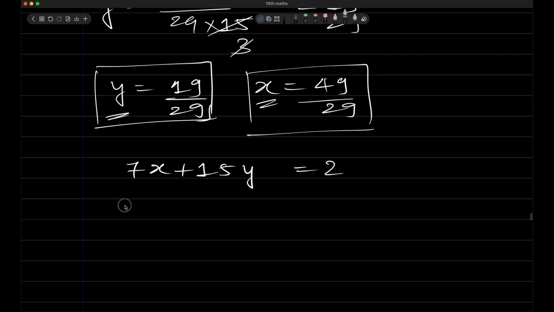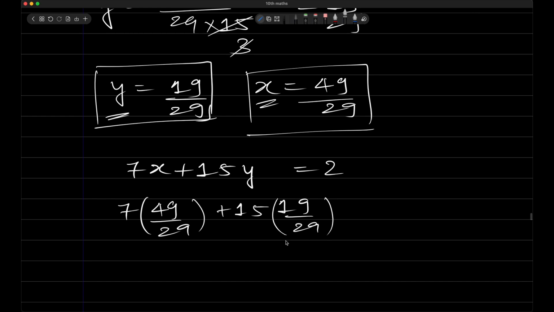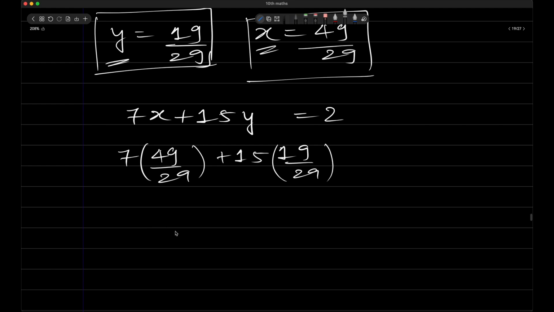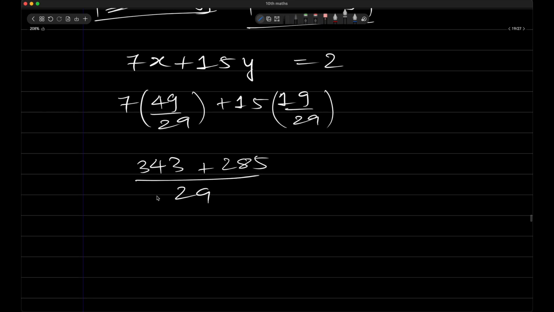Let us solve for the left hand side, that is 7 x is 49 upon 29 plus 15 y is 19 upon 29, that is equals to, take 29 as LCM, 7 into 49 is equals to 343 plus 15 into 19 equals to 285, that is equals to, we have minus here, that will be minus, and here also it will be minus, that is equals to 58 upon 29.